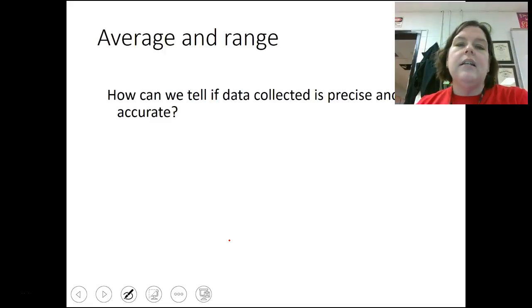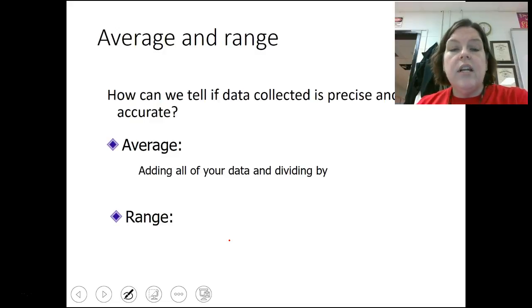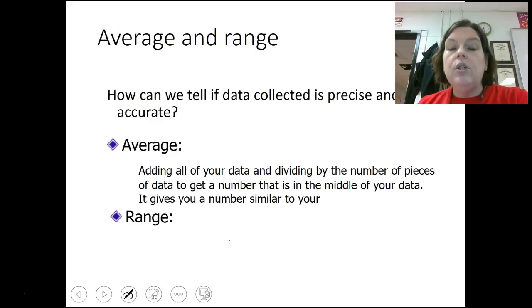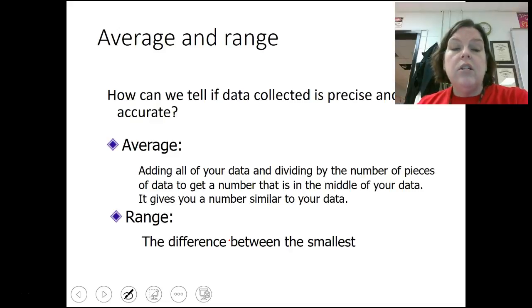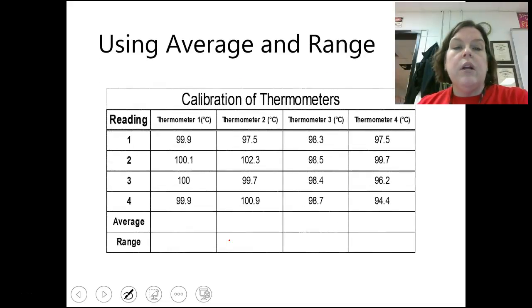So how can we tell if data collected is precise and accurate? Average and range. So average, adding all of your data and dividing by the number of data pieces you have. And this gives you a number that's in the middle of your data. And it tells you what your data tells you about accuracy. Range is the difference between the smallest and the largest values measured. So let's look at an example. So using average and range, here we go.